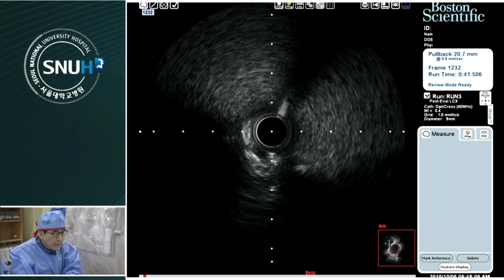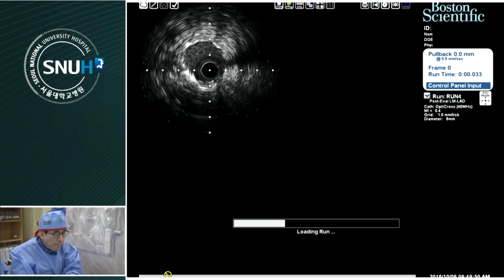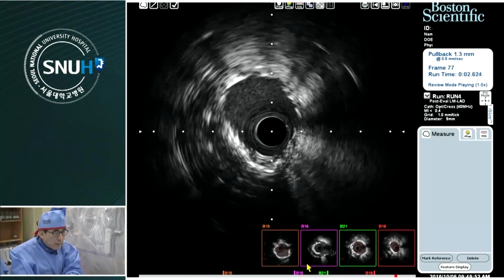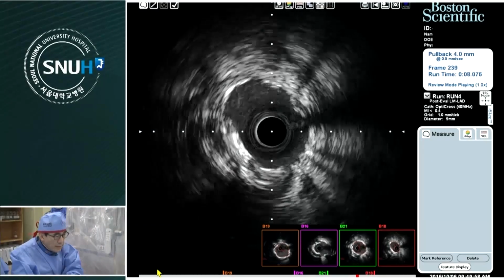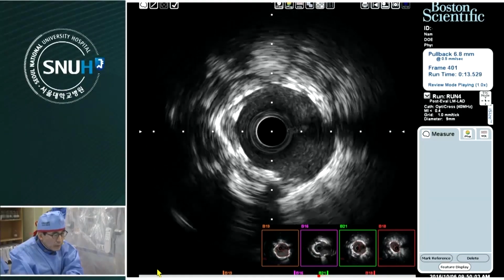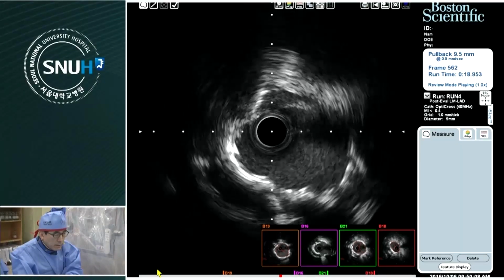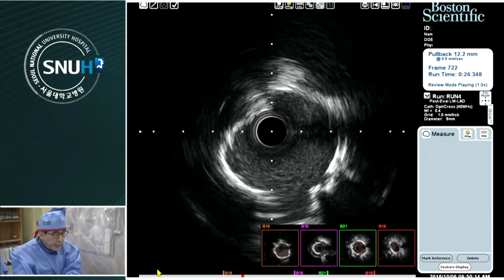Okay, next is IVUS from proximal LAD. Next IVUS should be the circ from the left main, right? Okay, this is LAD to left main. MLD is 3 or 2.5 in the eccentric lesion. We can see the heavily calcified wall, well expanded up to 3.